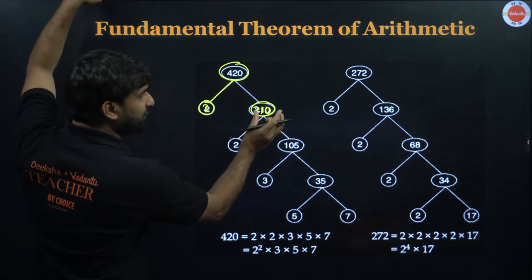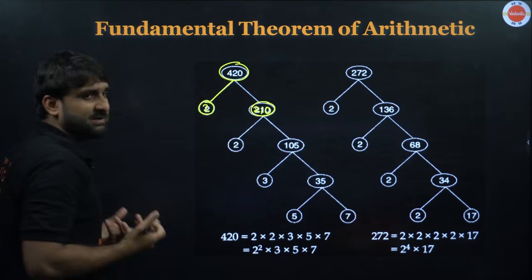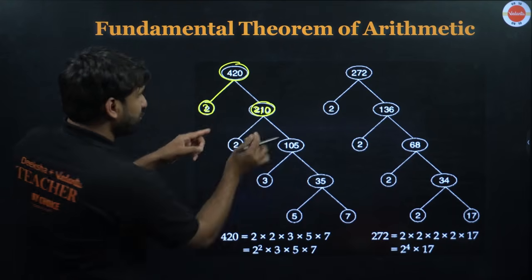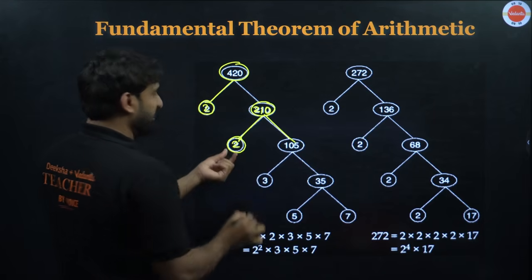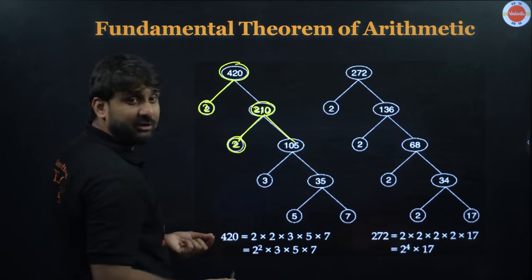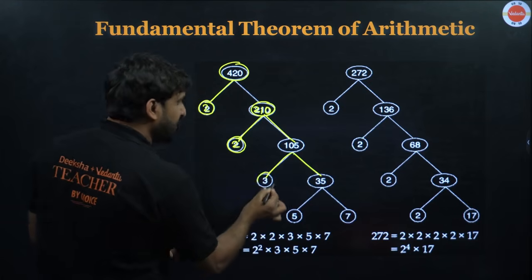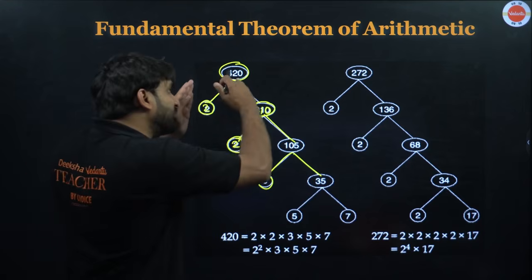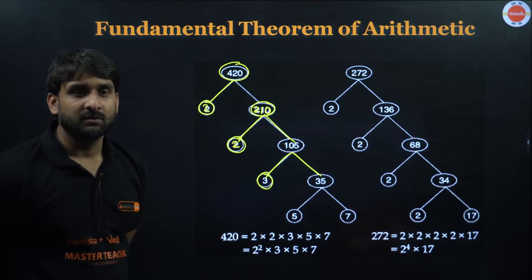Now 210 is the bigger number. 2 cannot be split into more parts because 2 is a prime number. So 210 will go again into 2 parts. Again we get 2, which is a prime number, but this is a composite number. So 105 is a composite number, so 105 will be split here into 35 into 3. Now 3 is a prime number. So we have to split the number till we get prime values at the end.